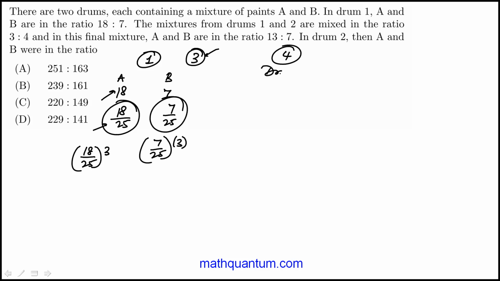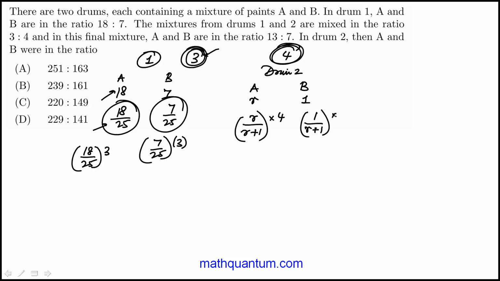Now in drum 2, let's say the ratio of A to B is R to 1. That means the fraction of A would be R over R plus 1 times 4, because that's the volume I'm choosing. Same thing with B, it would be 1 over R plus 1 times 4. The reason I'm setting it up this way is that R is exactly what I'm looking for.